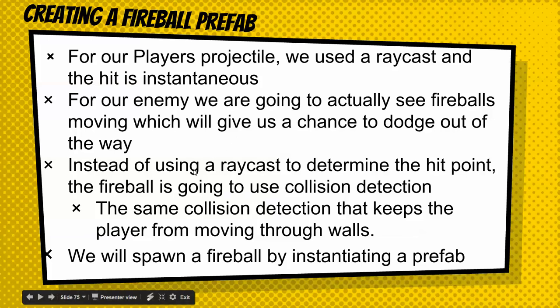We're still going to use a raycast a bit, but not in the same way. Instead of using a raycast to determine the hit point, the fireball is going to have collision detection, just like our guy has, just in the same way our main player can't walk through walls. And in the same way we created the bad guys that keep respawning, we're going to spawn a fireball, the bad guys' weaponry, by instantiating a prefab.